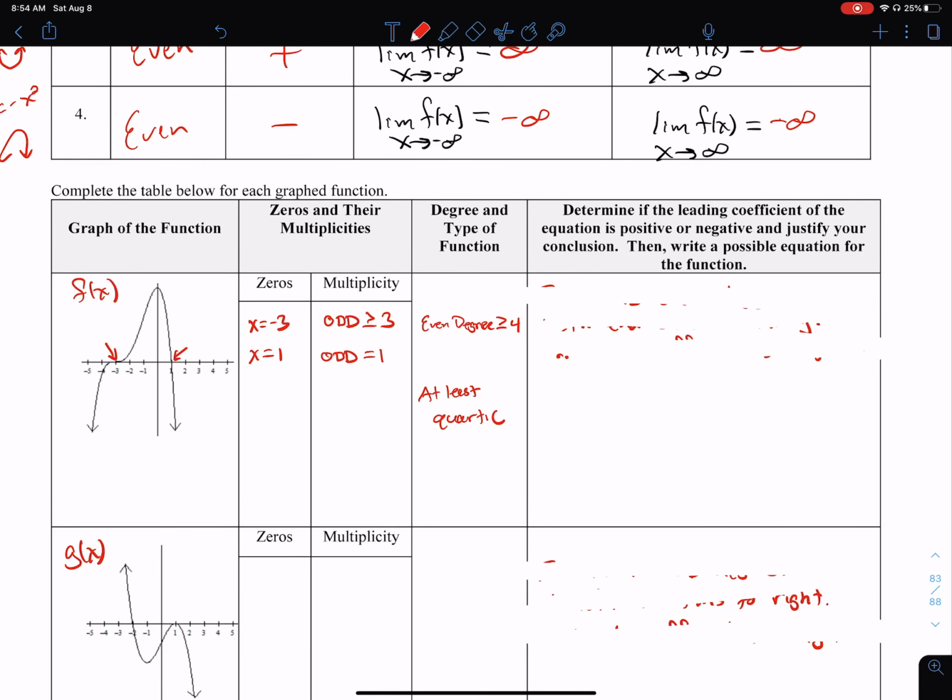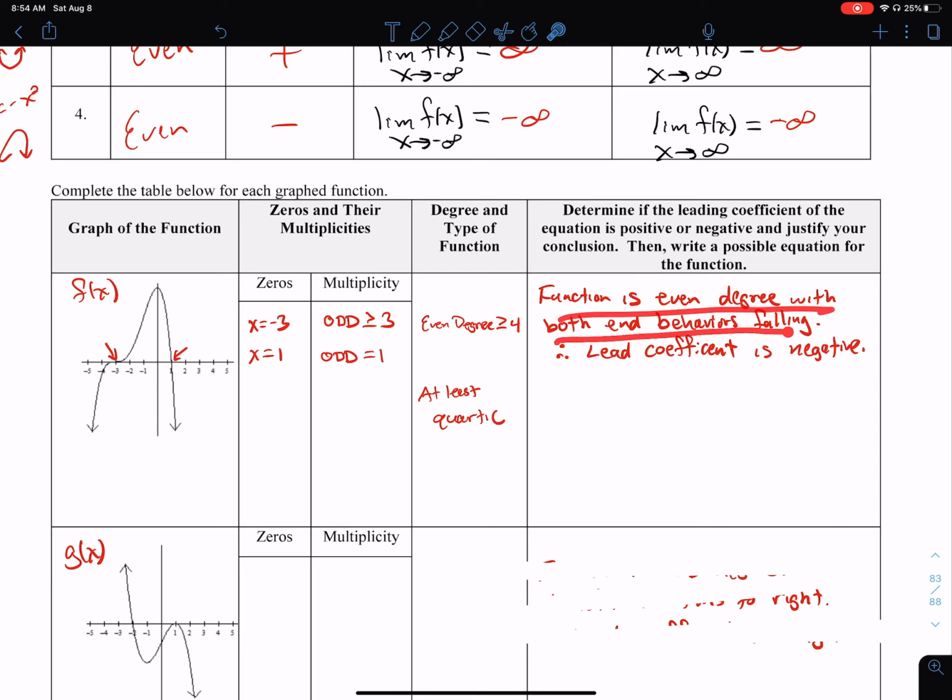Determine if the lead coefficient of the equation is positive or negative and justify your conclusion. Well, we know this function is even degree, so we've established that right here, which means the end behaviors are the same, and the picture clearly shows that. Since this is falling to the left and the right, the lead coefficient is going to be negative. So formally, function is even degree with both end behaviors falling. Therefore, the lead coefficient is negative.